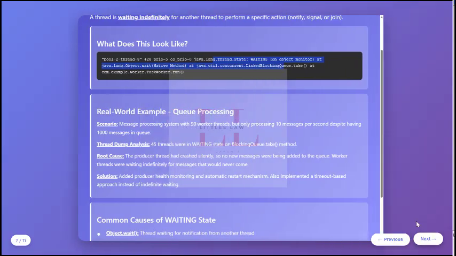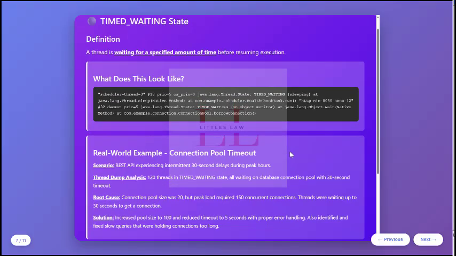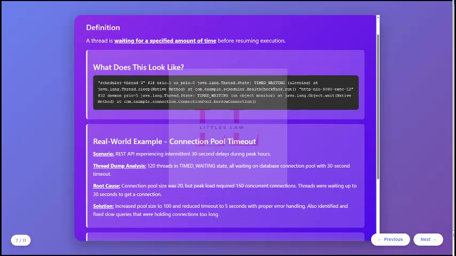And now let's move to the other one, that is the timed waiting state. So this is the fourth state, which is timed waiting. It is similar to waiting, but there is a difference. The thread is waiting for a specified amount of time before it gives up or takes an alternative action. So you will see java.lang.Thread.State: TIMED_WAITING in thread dumps, which is followed by methods like Thread.sleep or Object.wait with timeout parameters.